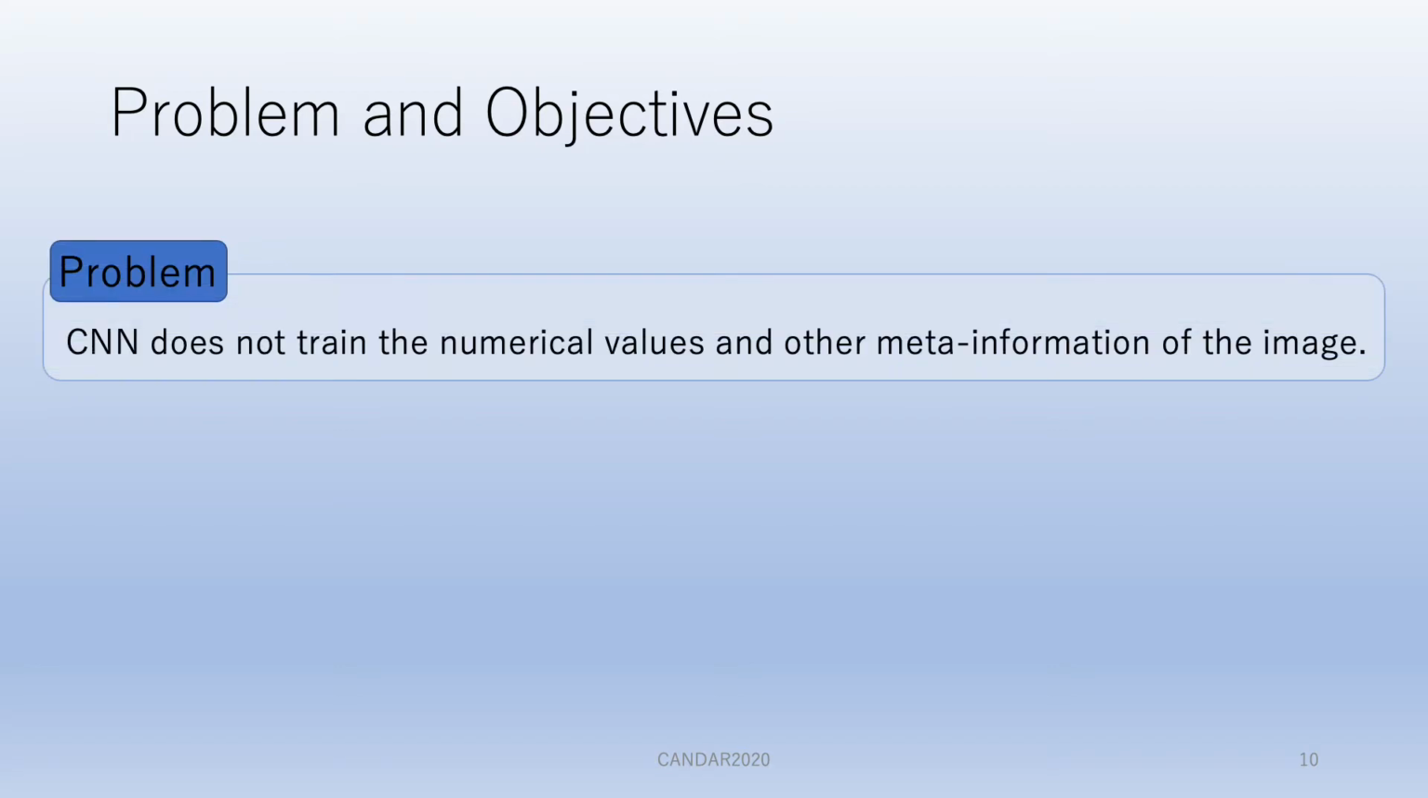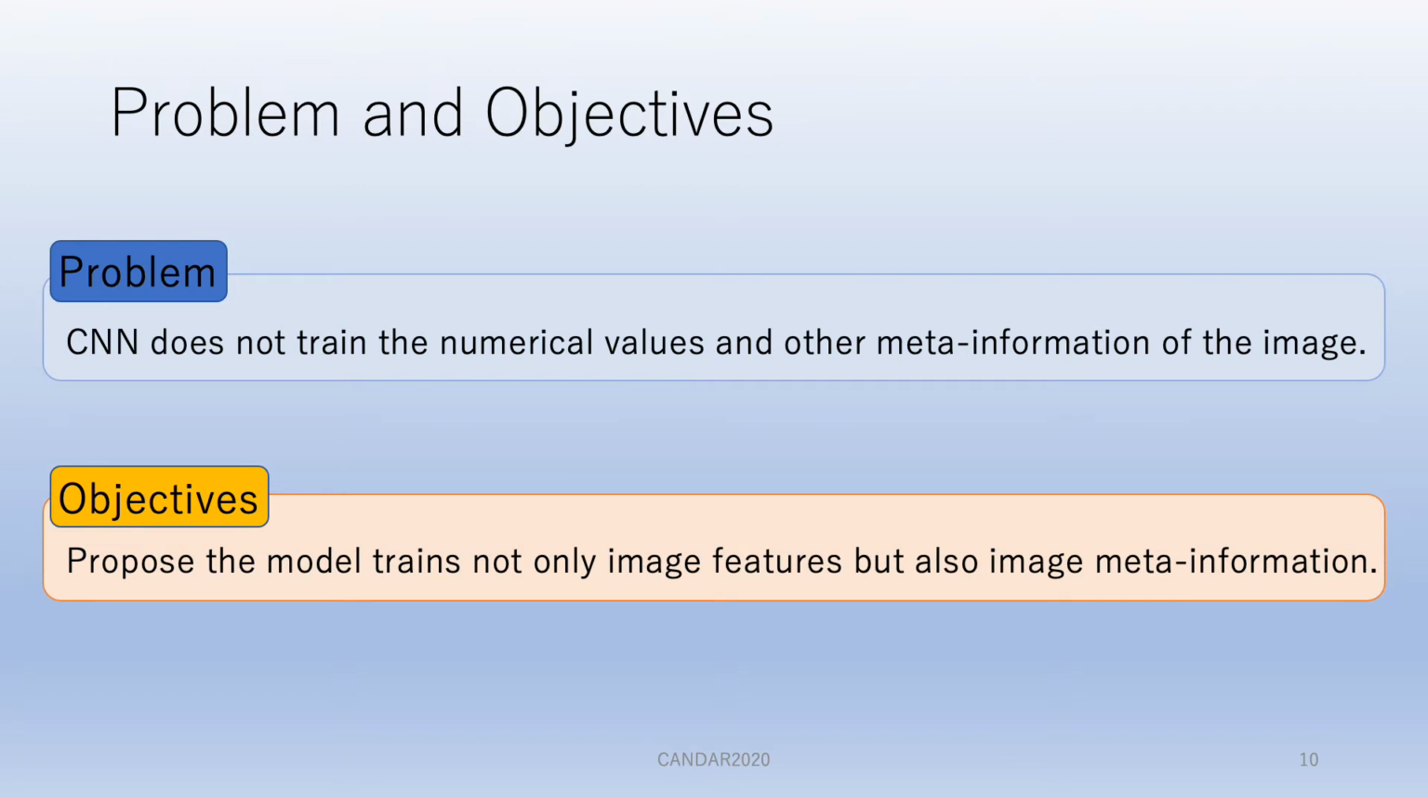Here, I talk about problems and objectives of this study. First, problems. When trained on MNIST, CNN does not train the numerical values and other meta information of the image. So we propose a model which trains not only image features but also image meta information.